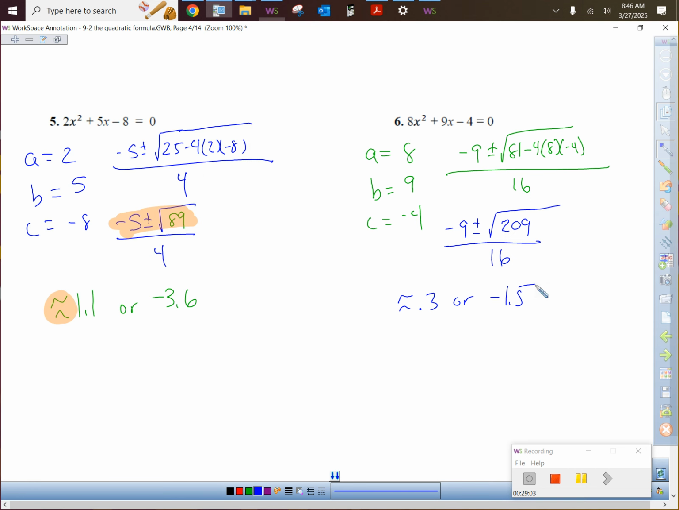That's rounding to the nearest tenth. I believe that's what homework wants. If they want hundredth, that's 2 decimal places, right? So just round what they tell you. There is one more that I would like you and a neighbor to do together.